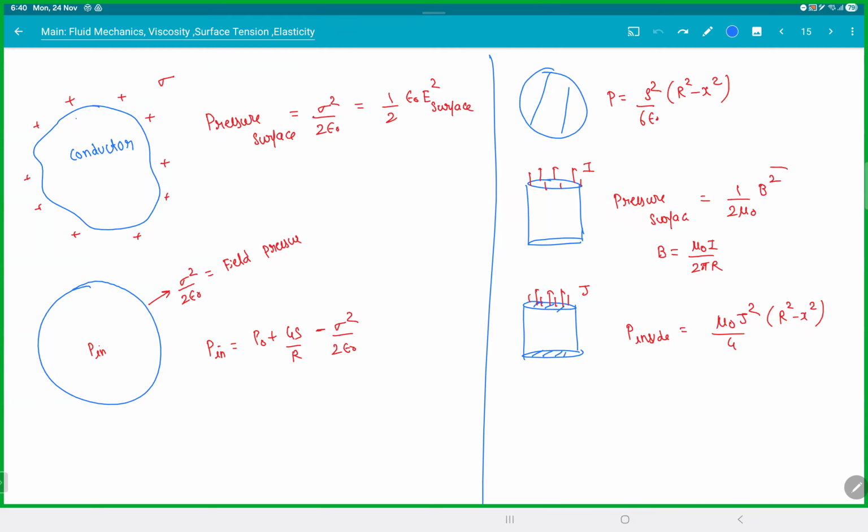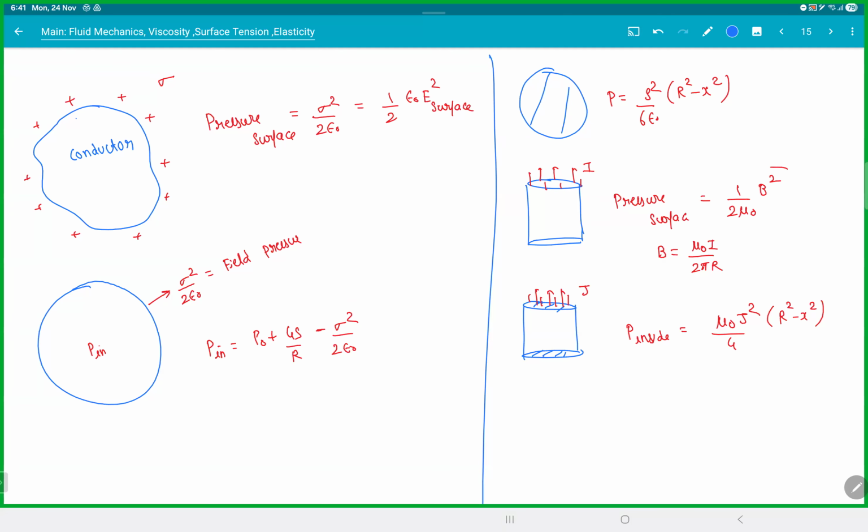You're getting it. For conductors, independent of shape, the pressure is always sigma square by 2 epsilon. But for spherical shells, conductor or non-conductor, the pressure is sigma square by 2 epsilon. So what will happen to the pressure inside? Normally, if there is no charge, what is the pressure? P naught plus 4s by r. Because of the charge, the shell is trying to expand outside, so pressure will drop by sigma square by 2 epsilon.